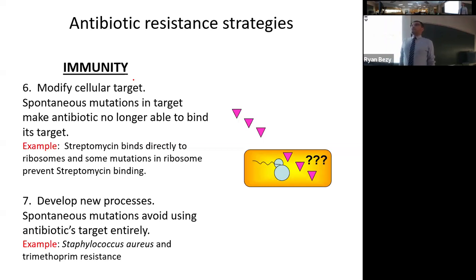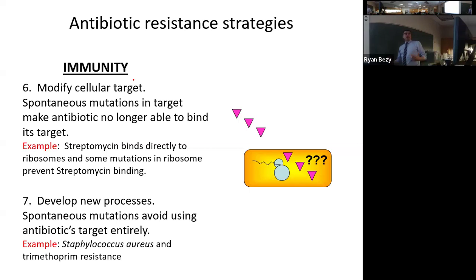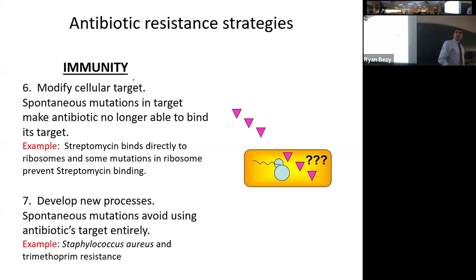But it turns out Streptomyces species have mutated their ribosomes in just such a way that the streptomycin can't bind to them anymore. So this is a mutation in the ribosome that makes it so the antibiotic can't bind to it. And this is just an example of what's called immunity. You modify the cellular target of the antibiotic. Okay, and then they're immune to the antibiotic.